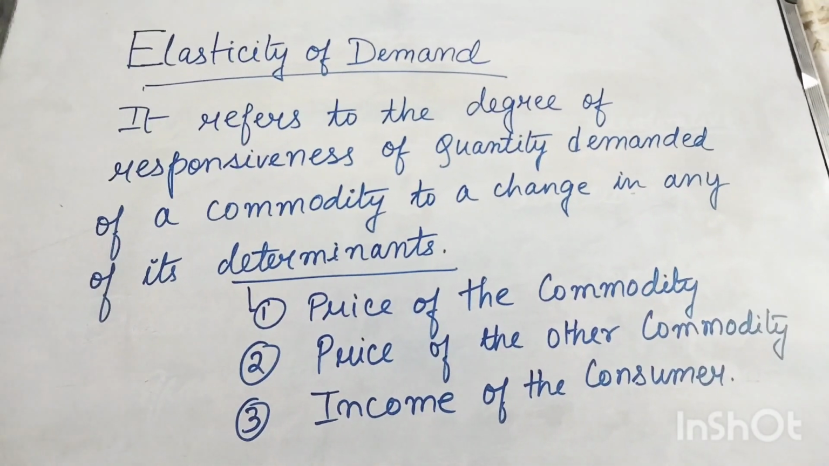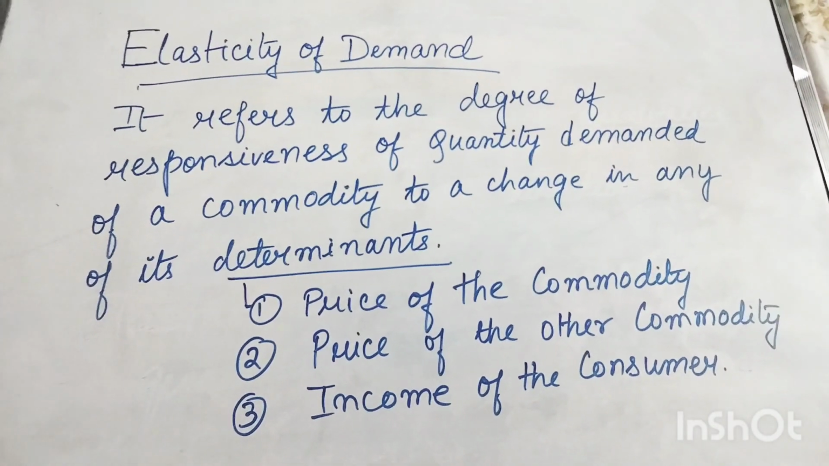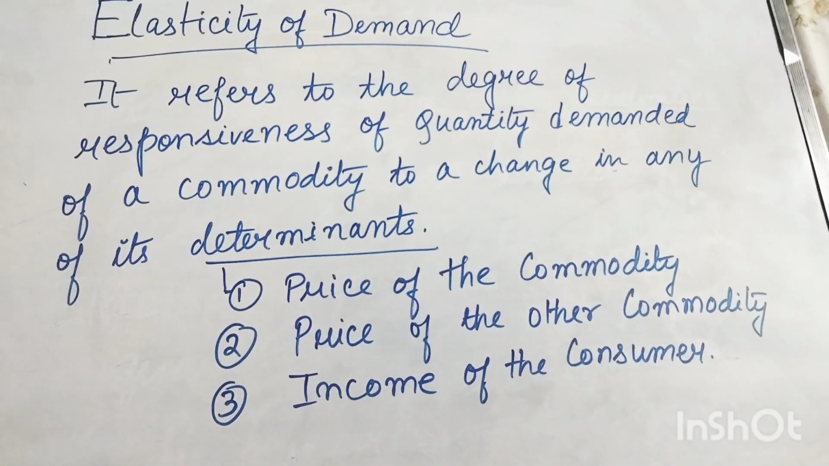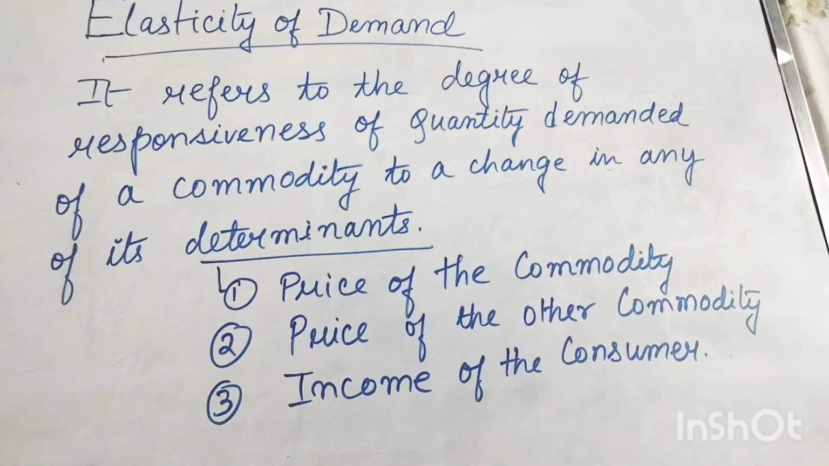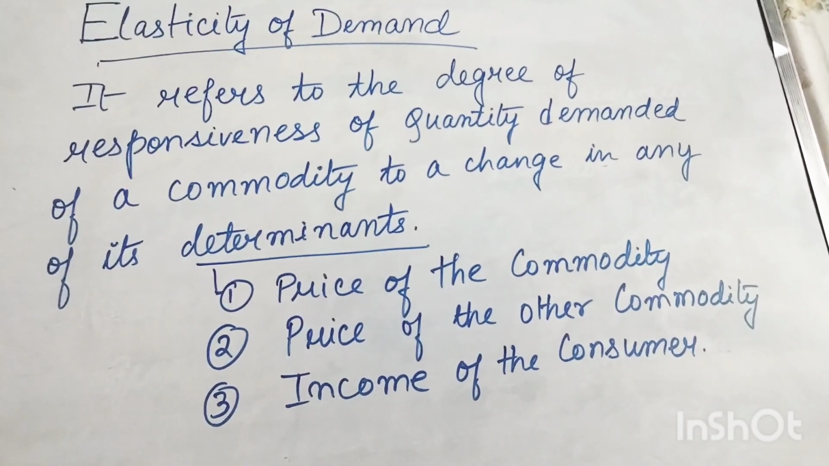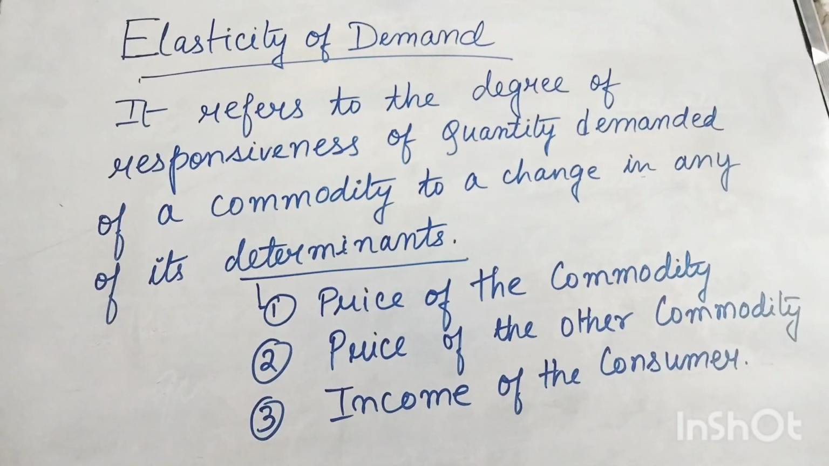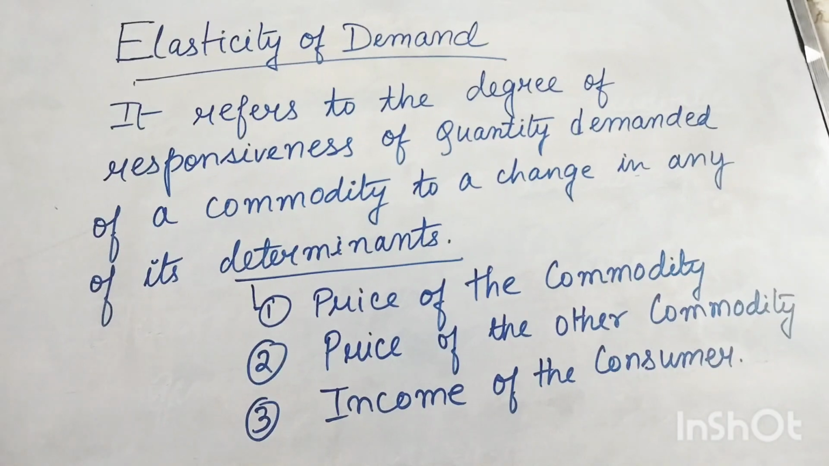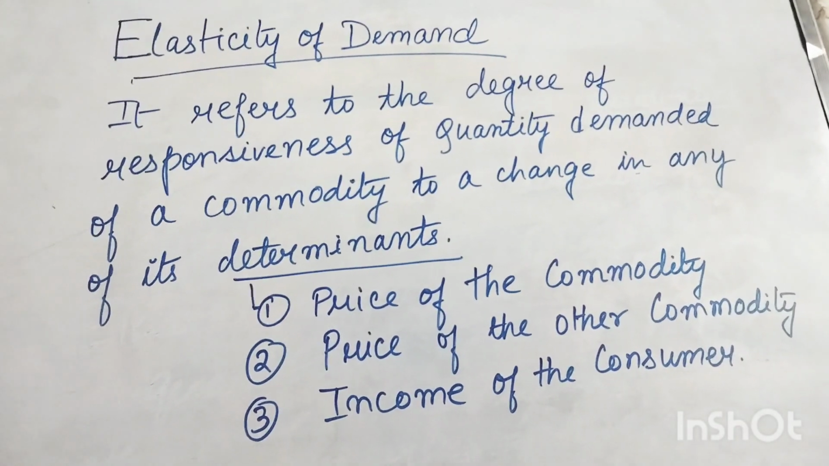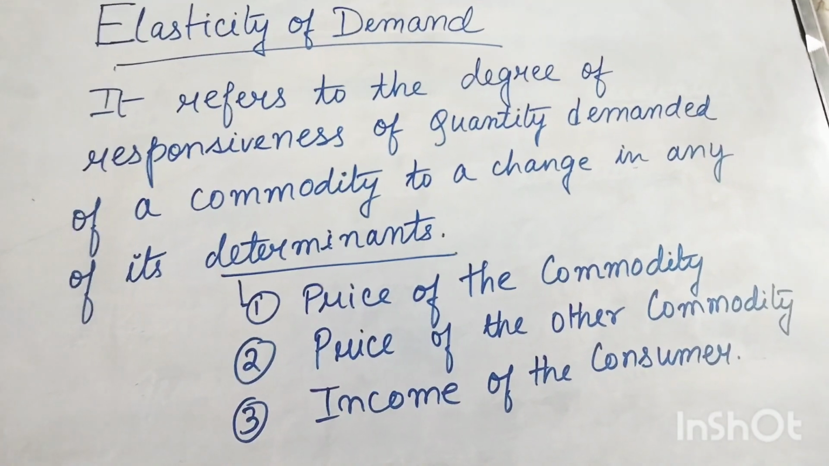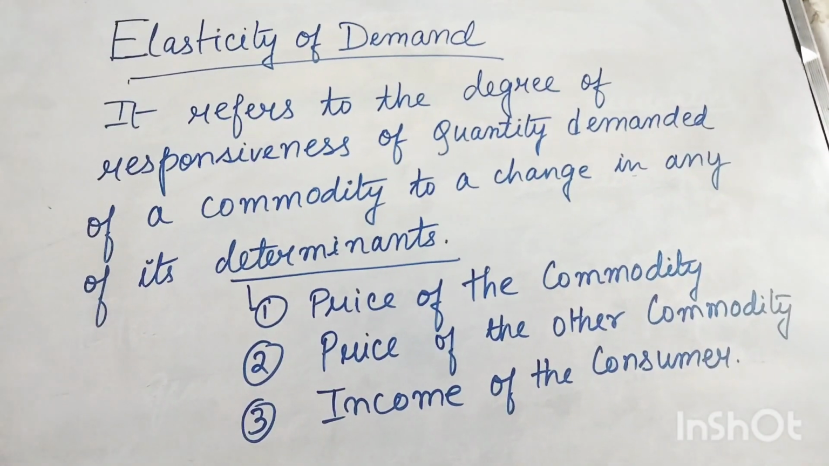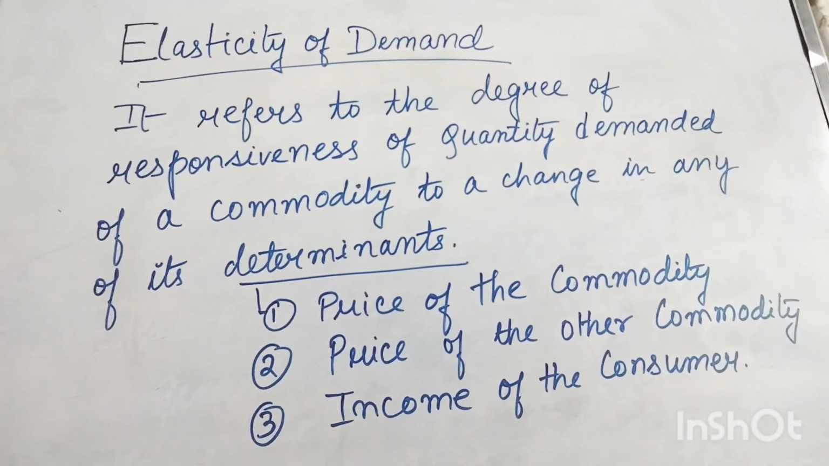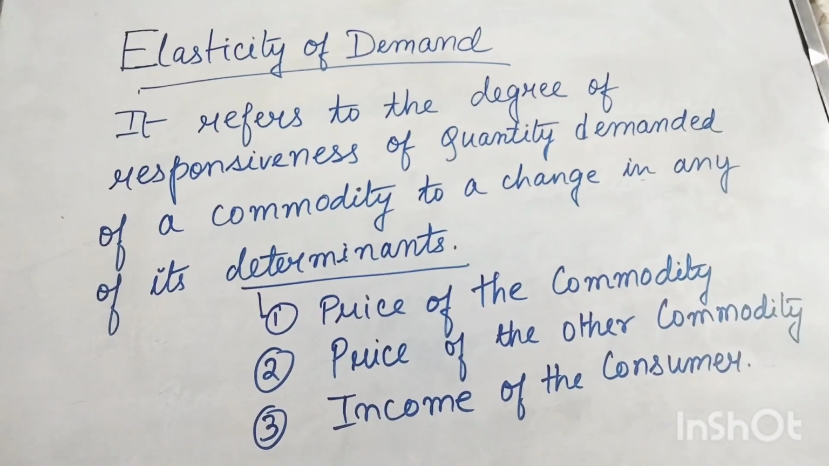If the price of the commodity changes, how much will the quantity demanded change? Next, price of the other commodity. Price of the other commodity here means the price of related goods. If the price of the related good changes, how much will your quantity demanded change? Next is income of the consumer. If the income of the consumer changes, how will the quantity demanded change?